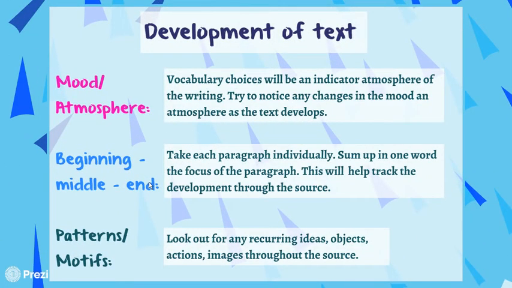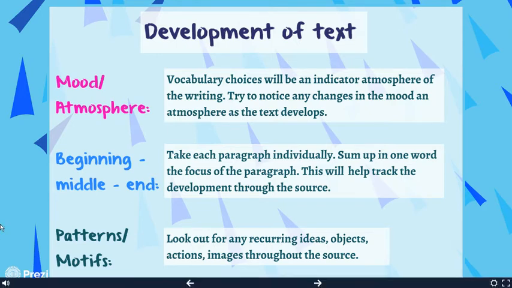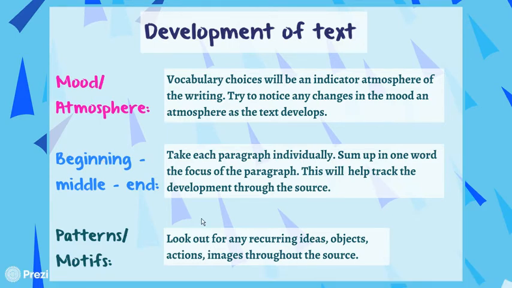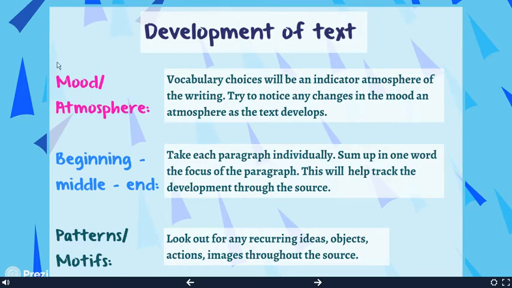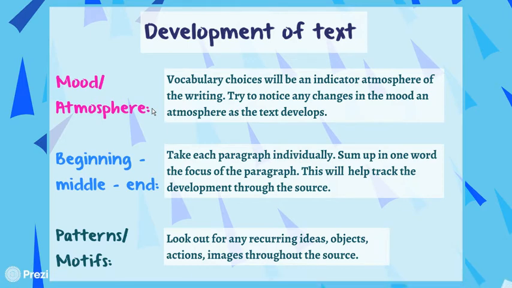Okay, so let's deal with the structural analysis of this Jamaica Inn source in categories. The first category is development of the text. In a minute, I'm going to ask you to pause the video and have a look for some of these areas yourself within the text. The first area that you might like to consider is the mood and the atmosphere. When we're thinking of mood and atmosphere, you're going to be able to pick up on that through the choice of vocabulary. That's going to be your biggest indicator.